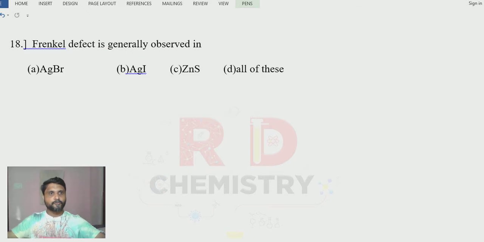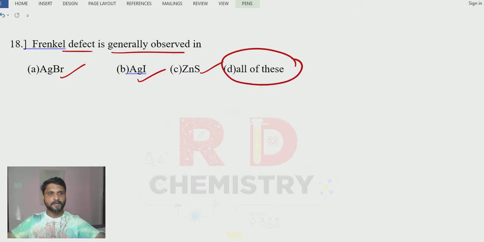Frenkel defect is generally observed in. Here the answer is all of these: silver bromide, silver iodide, zinc sulfide. So the answer is all of these. Remember, silver bromide can exhibit both Frenkel defect as well as the Schottky defect.